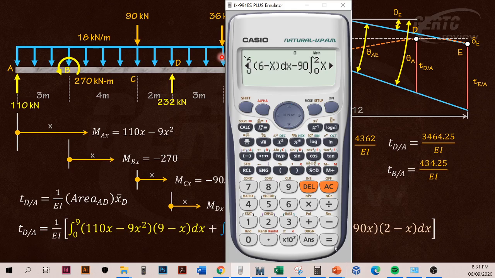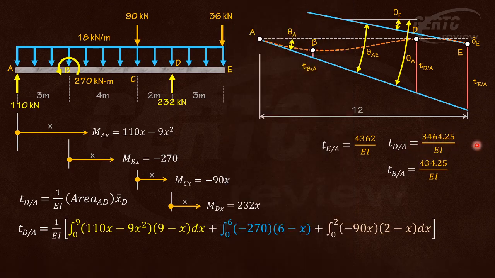Then equals. Okay, let's check. That's 3464.25, which is equal to this. That's equal to that. I hope you got this already.